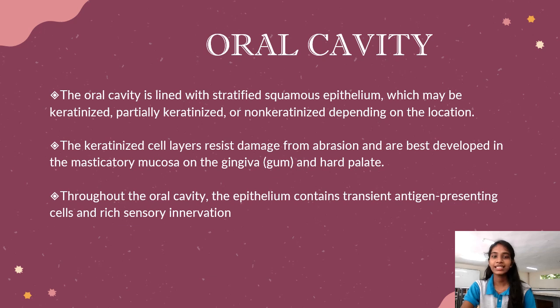As you can see on the screen, today my topic is histology of the oral cavity. The oral cavity is lined with stratified squamous epithelium, which may be keratinized, partially keratinized or non-keratinized depending on the location. The keratinized cell layers resist damage from abrasion and are best developed in the masticatory mucosa on the gingiva, gum and hard palate. Throughout the oral cavity, the epithelium contains transient antigen presenting cells and rich sensory innervation.